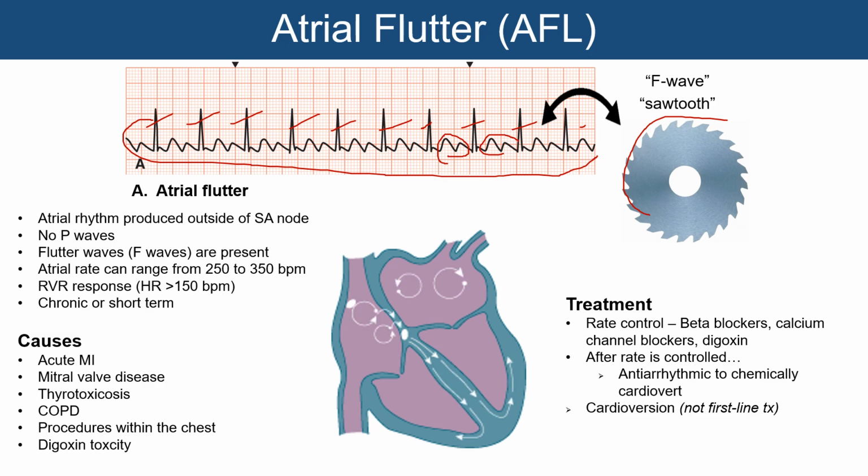Treatment: just like AFib, we want to control the rate. Okay, when you're in RVR, no cardiac output, there's going to be a lot of issues with perfusion. So we want to control the rate with beta blockers, calcium channel blockers, digoxin, very similar to AFib. And then after we control the rate, we can possibly give an antiarrhythmic to chemically convert it back to sinus rhythm, hopefully. Or the patient could maybe benefit from a cardioversion, but cardioversion is not the first line treatment. Okay, first we're going to do rate control, and then after the rate is controlled, then we can move on to an antiarrhythmic.